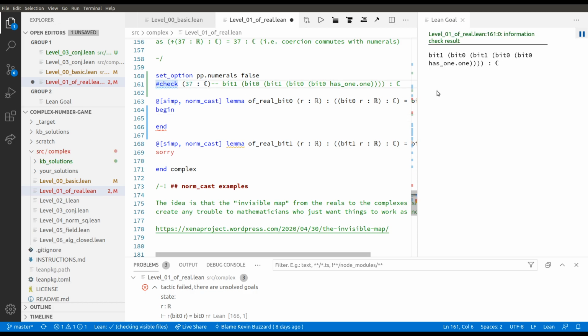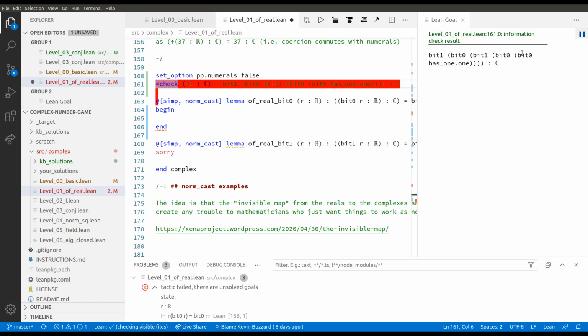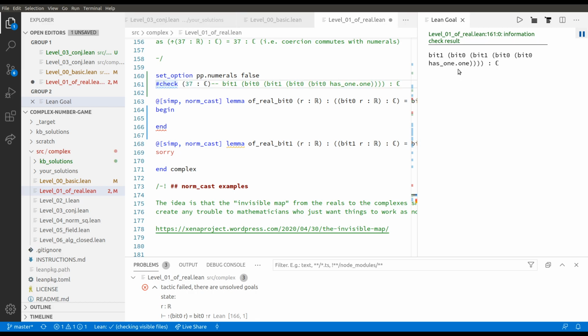Here's my 37. So I start with 1, and then I do bit 0 of it. So the binary number is now 1, 0. And now I do bit 0 again, so I get 1, 0, 0. And now bit 1, so I double it and add 1, I get 1, 0, 0, 1. And then I get 1, 0, 0, 1, 0, 1. So this is the binary representation of 37 written backwards. So 37 in binary must be 1, 0, 0, 1, 0, 1. And that's how these numerals are internally stored.